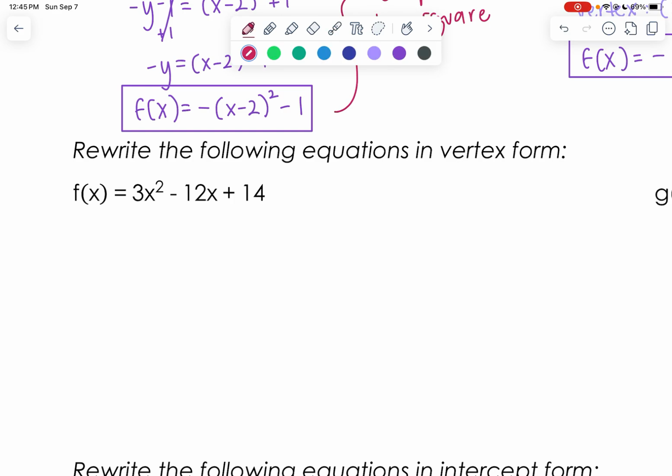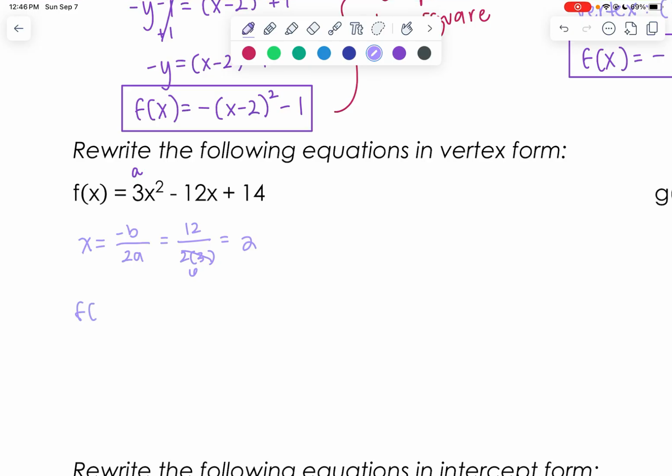Right here, I already know that a is going to be 3. So now I'm going to find the vertex. So x equals -b over 2a. So that would be 12, because -(-12) would be 12, over 2 times a, which is 3. So that's 6. So 12 divided by 6 is 2.